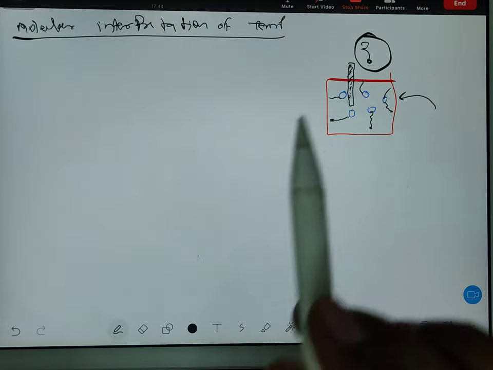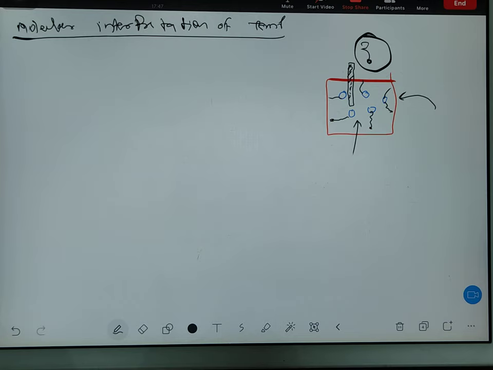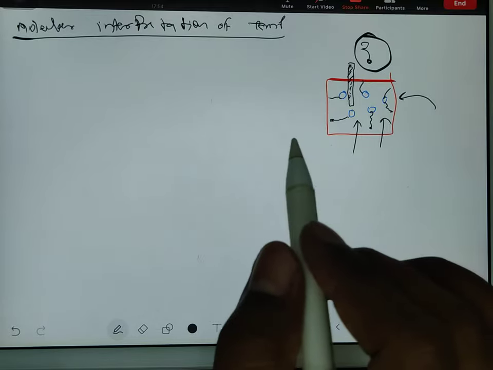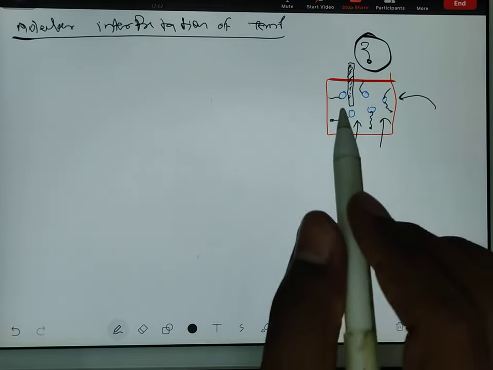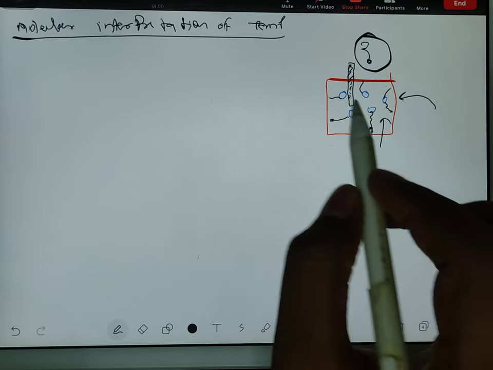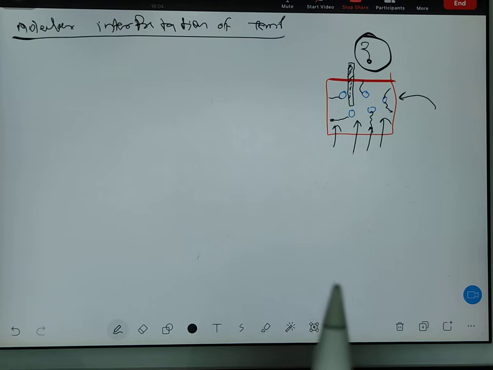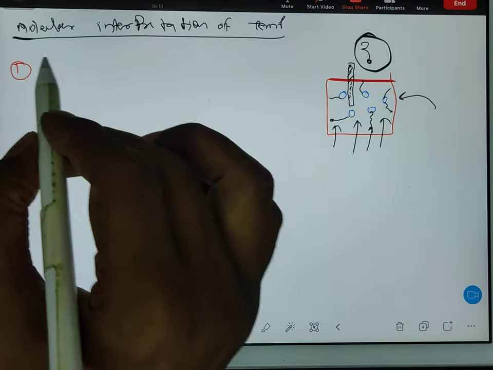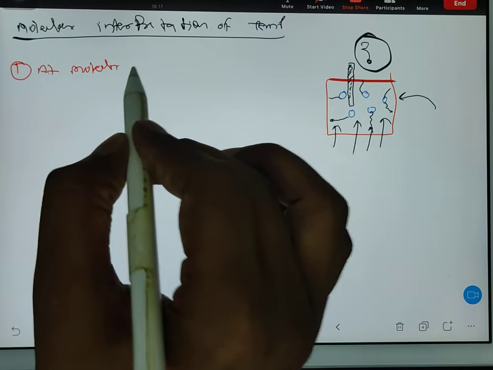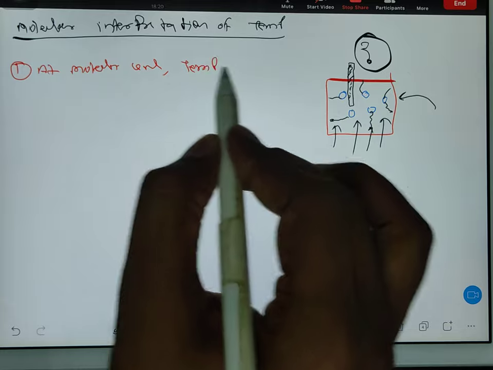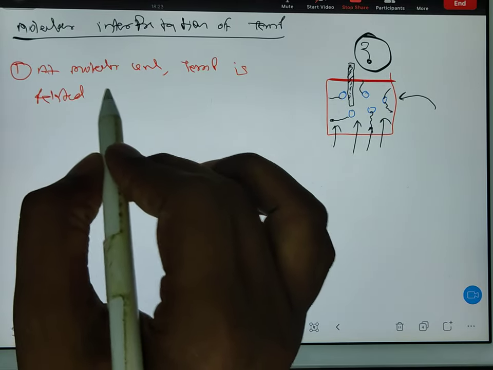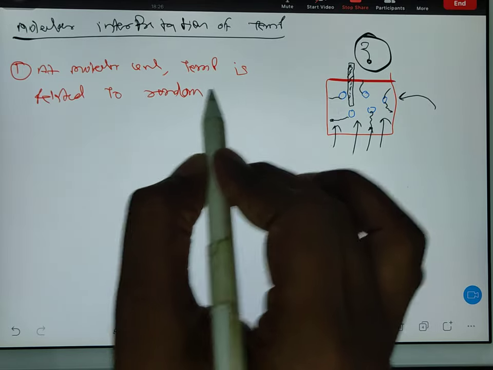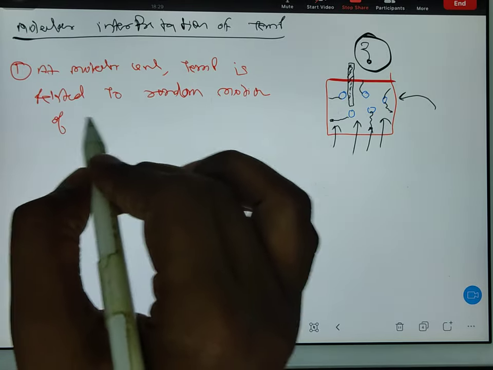Temperature is directly related to random motion of the molecules. If their kinetic energy is very fast, then temperature will be more. If they have very high kinetic energy, then temperature is maximum. So at molecular level, temperature is related to kinetic energy, or you can say kinetic energy is a direct measure of temperature. So some important points you mention here. Point one. Write like this: at molecular level, temperature is related to random motion of the molecules.